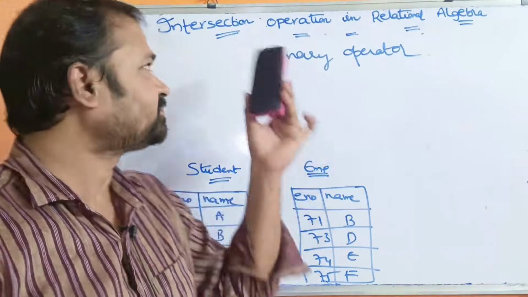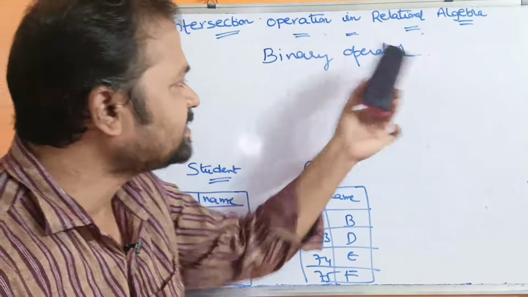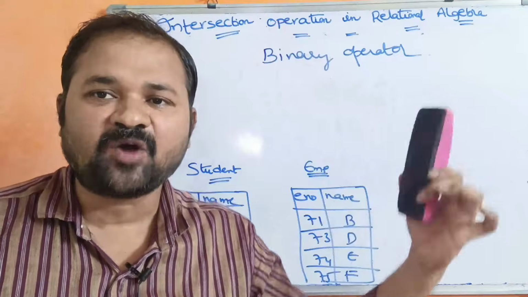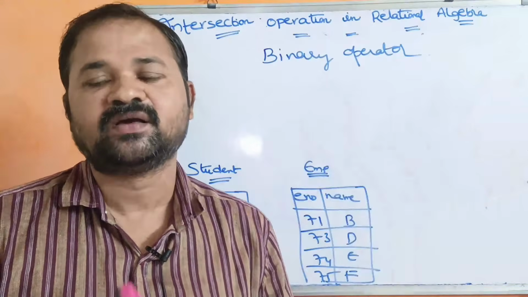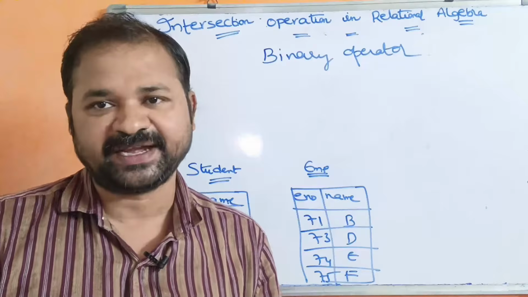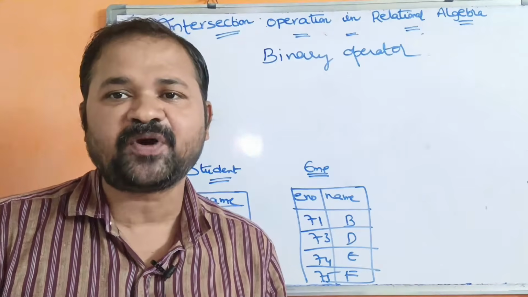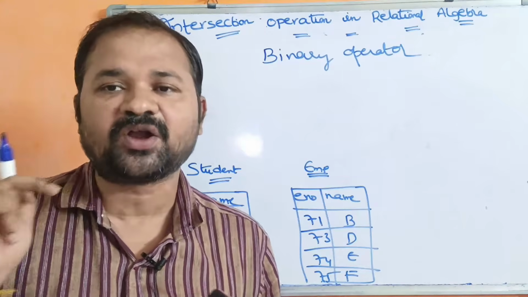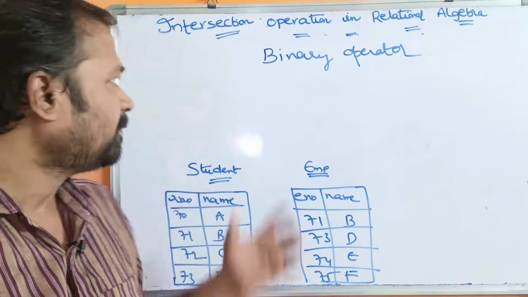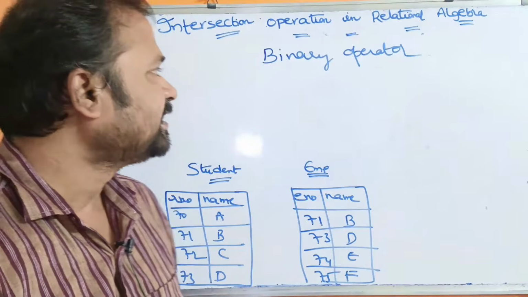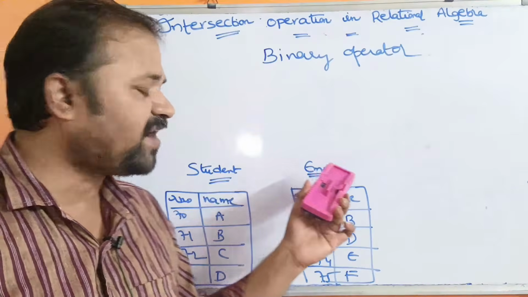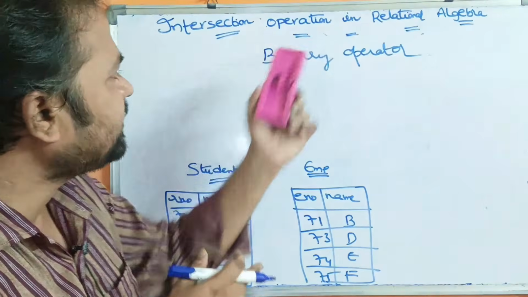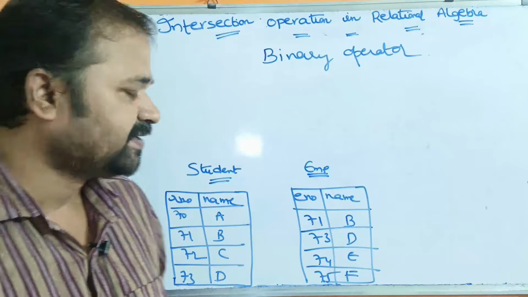So that's why the intersection operator is called a binary operator, whereas the select operator and project operator are called unary operators. Why? Because in order to perform select operation and project operation, one table or one relation is enough. But here, in order to perform intersection operation, we require two tables. So that's why we can call the intersection operator a binary operator.